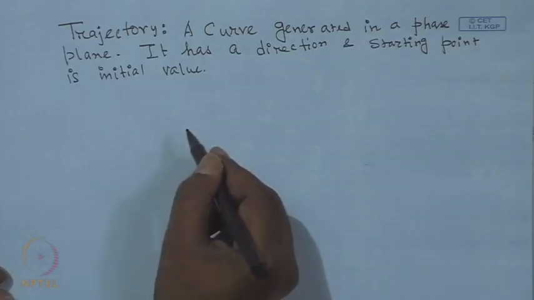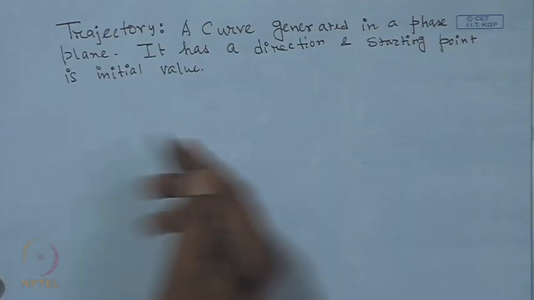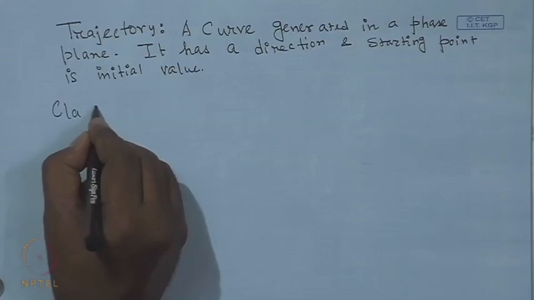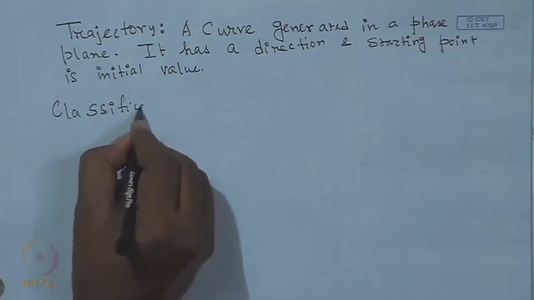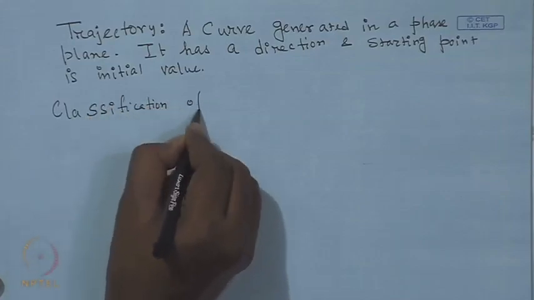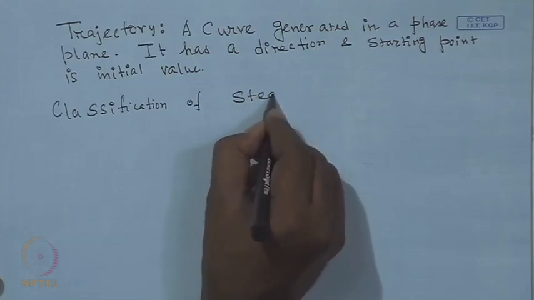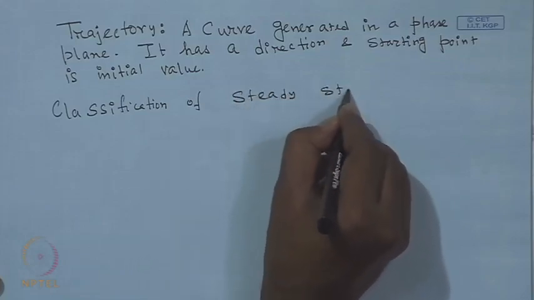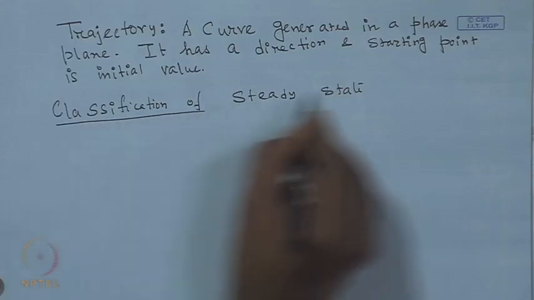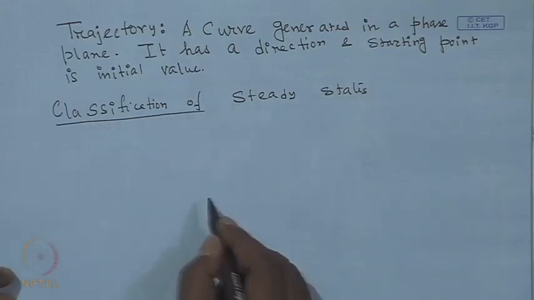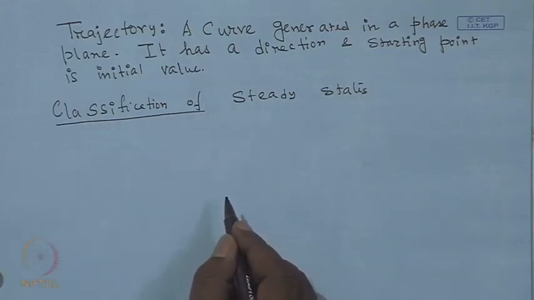Okay. Now, next we classify the various steady states. The classification of steady states is quite important, and you will come across several terms later on, such as unstable saddle, unstable node, stable focus, unstable focus, and so on. So, let us classify the steady states. The first classification is the unstable node.